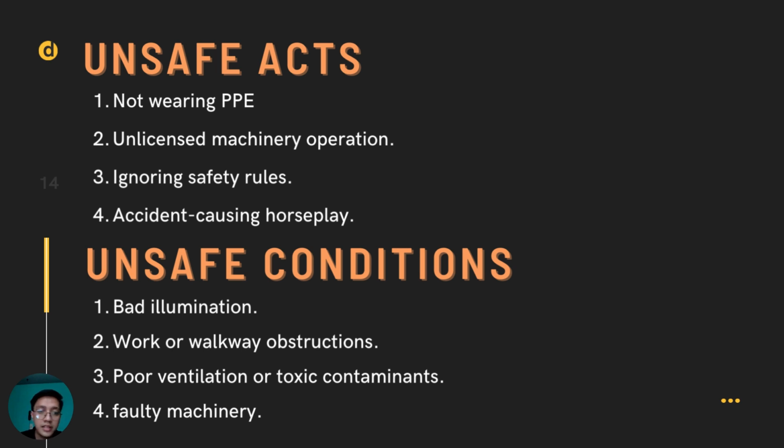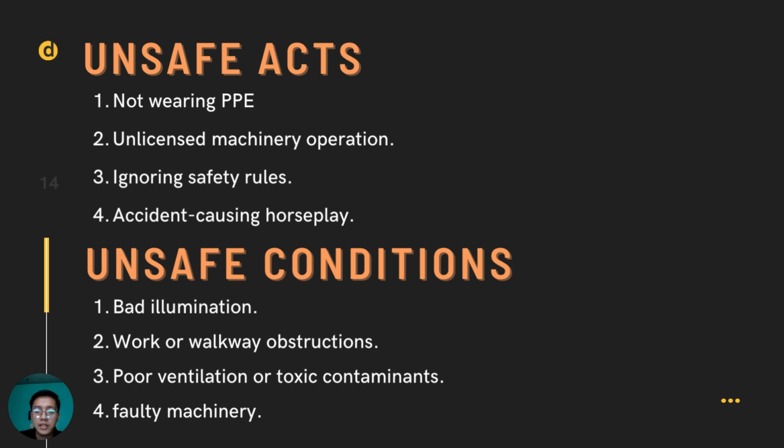And for our unsafe conditions, we have, number one, bad illumination or poor lighting or visibility. Number two is work or walkway obstructions. Number three, poor ventilation or toxic contaminants, or inadequate ventilation or exposure to hazardous materials. Number four, faulty machinery or defective machinery or equipment.